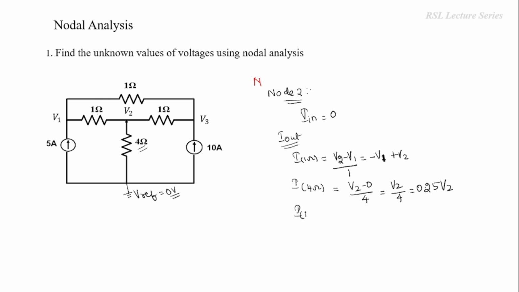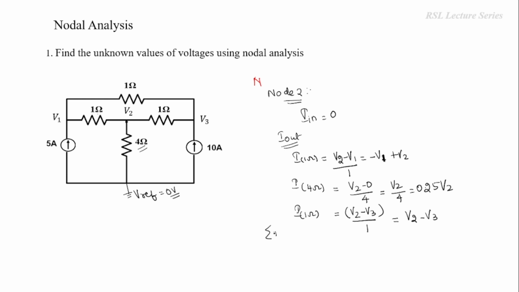Next, the current flowing through the other 1 ohm resistor. This resistor is connected in between V2 and V3. So the net voltage can be V2 minus V3 or V3 minus V2. Since we are writing for node 2, we have to consider this voltage as V2 minus V3 divided by 1, which will give you the current. So this is equal to V2 minus V3.